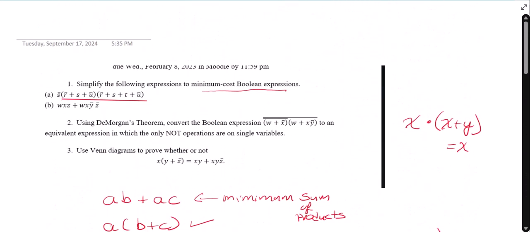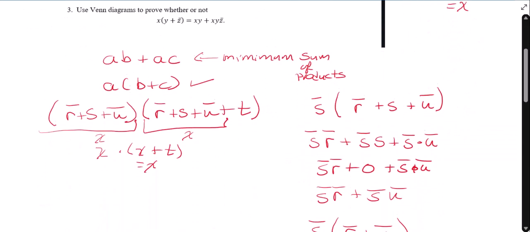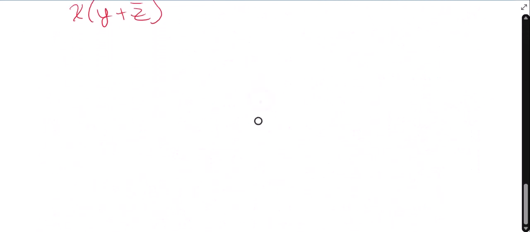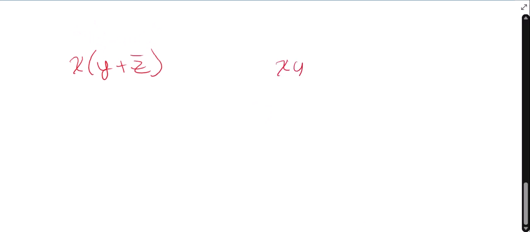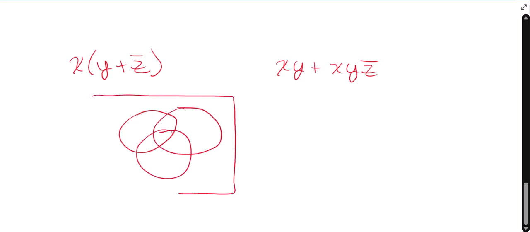Okay, and then the last one was to use Venn diagrams to show whether or not those two things are equal. So X and Y or not Z, and then compare that to XY or XY not Z. Okay, I'll start with this first one. So I'll draw 3 circles and a box around the whole thing. And this first circle will stand for X, and the second one Y, and the third one Z.